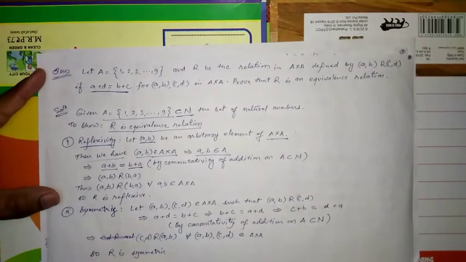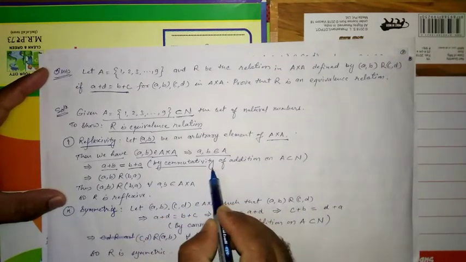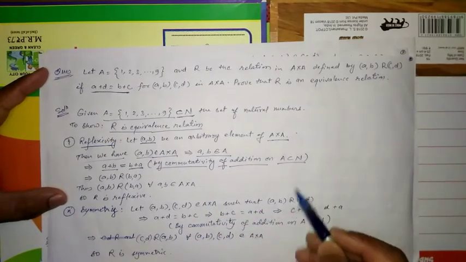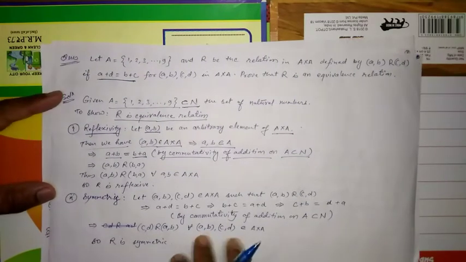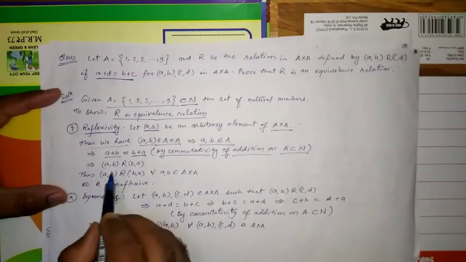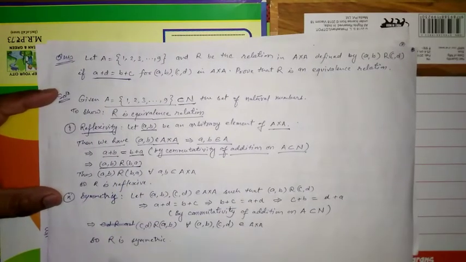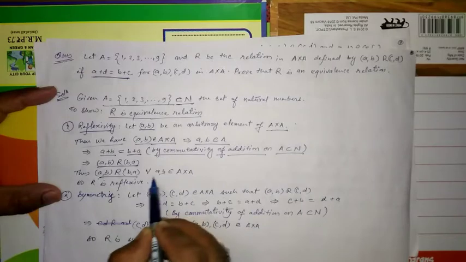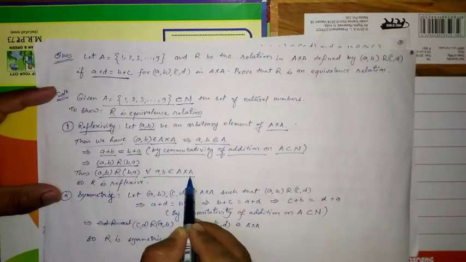We can say why, because by commutativity of addition on A, that is a subset of N, so definitely it will be AB related to BA by relation R. So for all AB that belongs to A cross A.